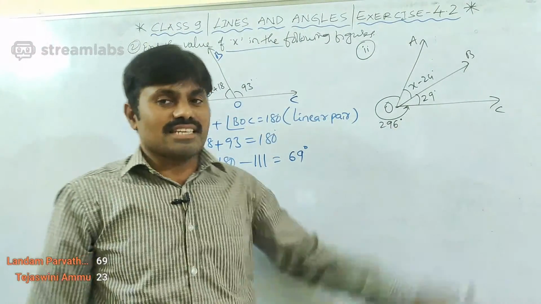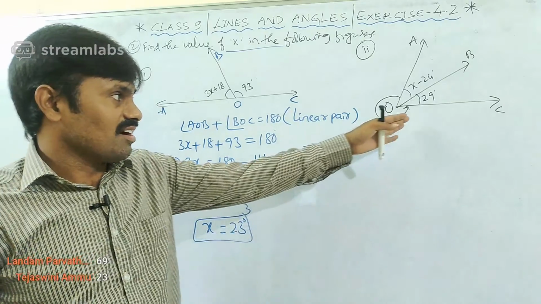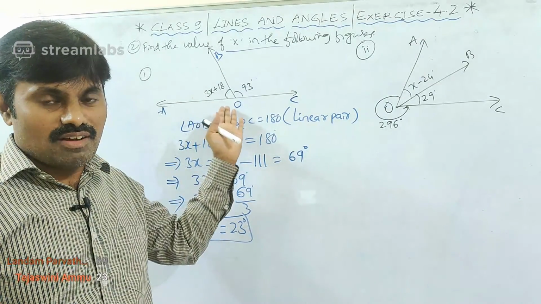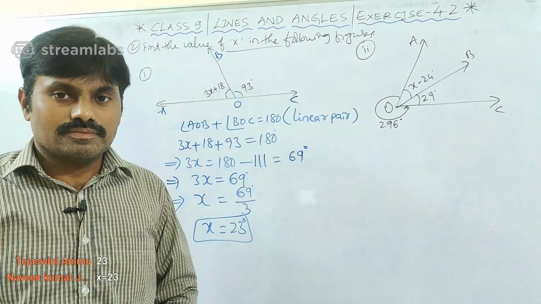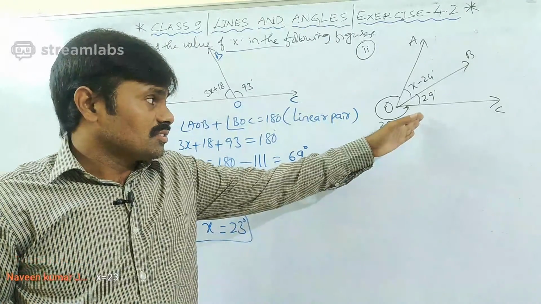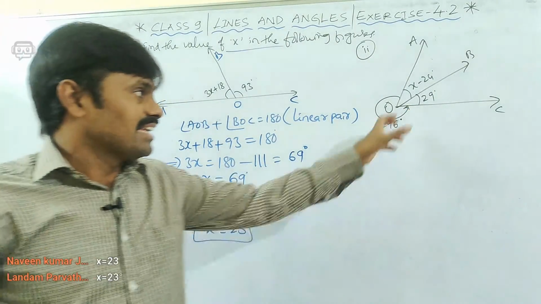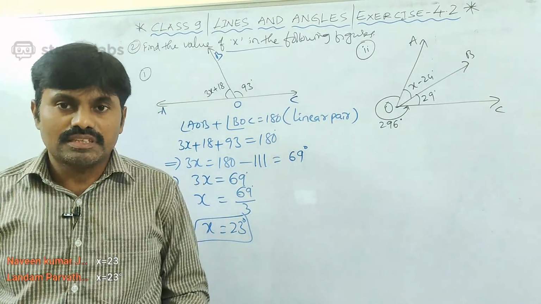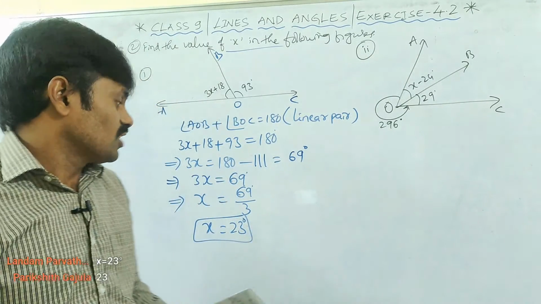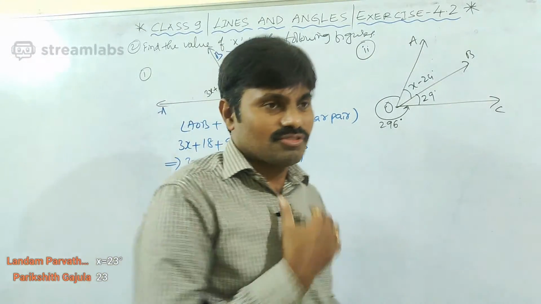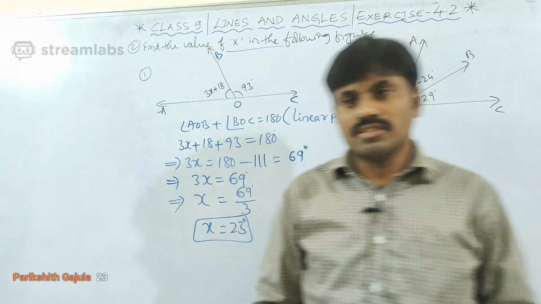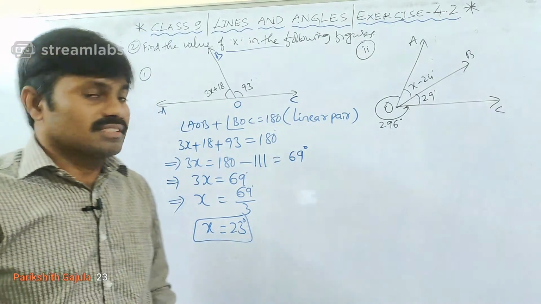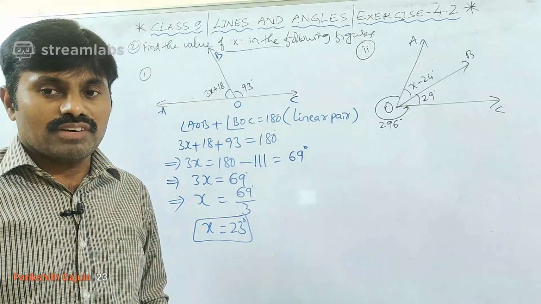Now see, my dear students, the second problem. Can you guess what concept we use here? In the first figure we chose the linear pair concept. Now what concept do you have to apply here to solve the problem? Yes, x is equal to 23 degrees is the correct answer. Now which concept do you have to apply to solve the second problem? So tell me fast.